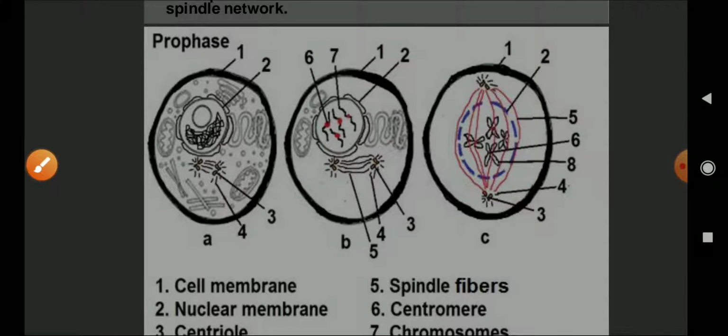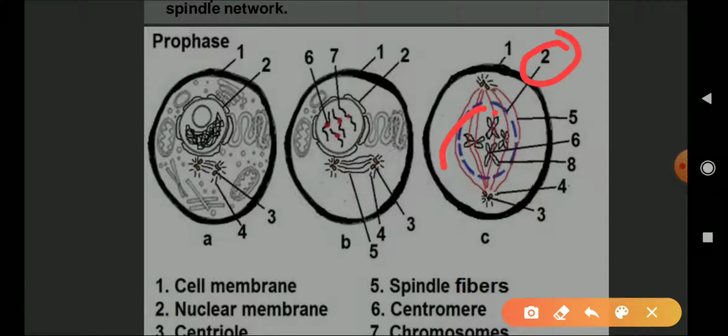While at the end of the prophase, as the prophase is completing, one can see only a glimpse of the nuclear membrane. This number 2 is the nuclear membrane. You can see this blue dotted line. So this is the identification of prophase.